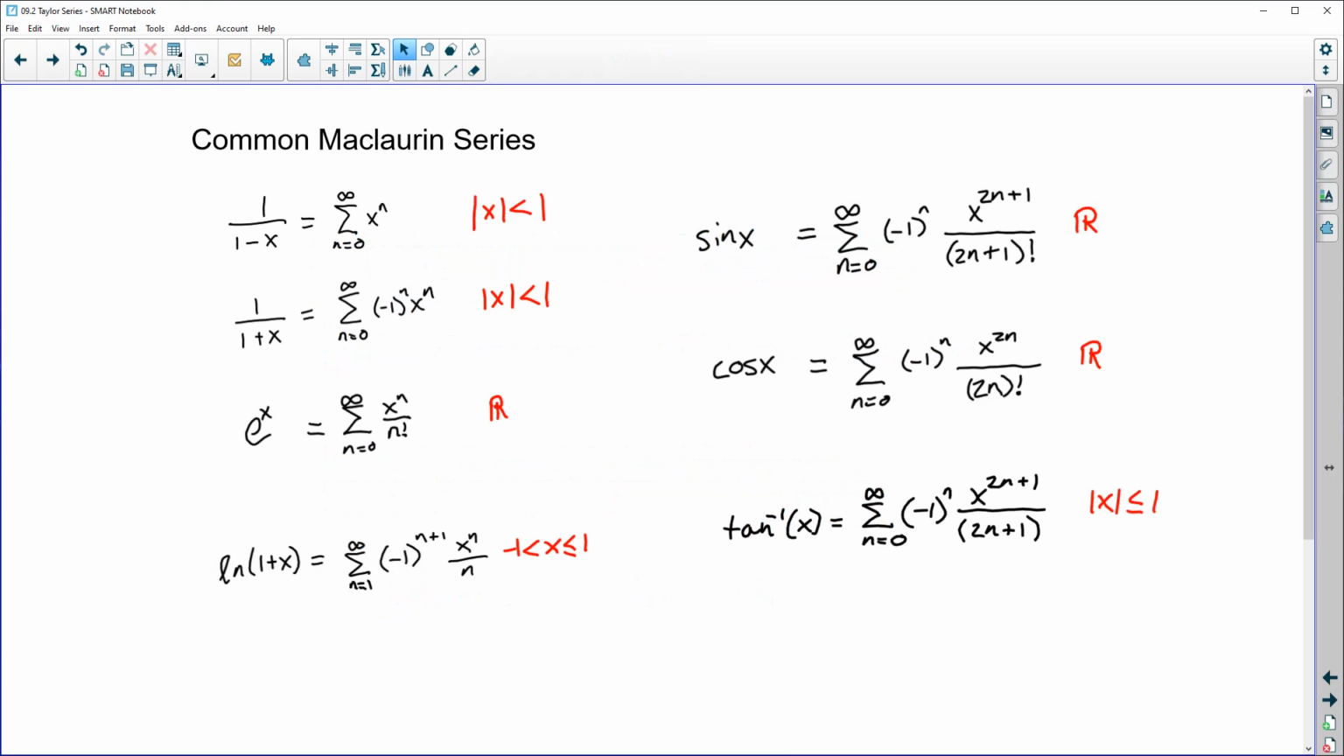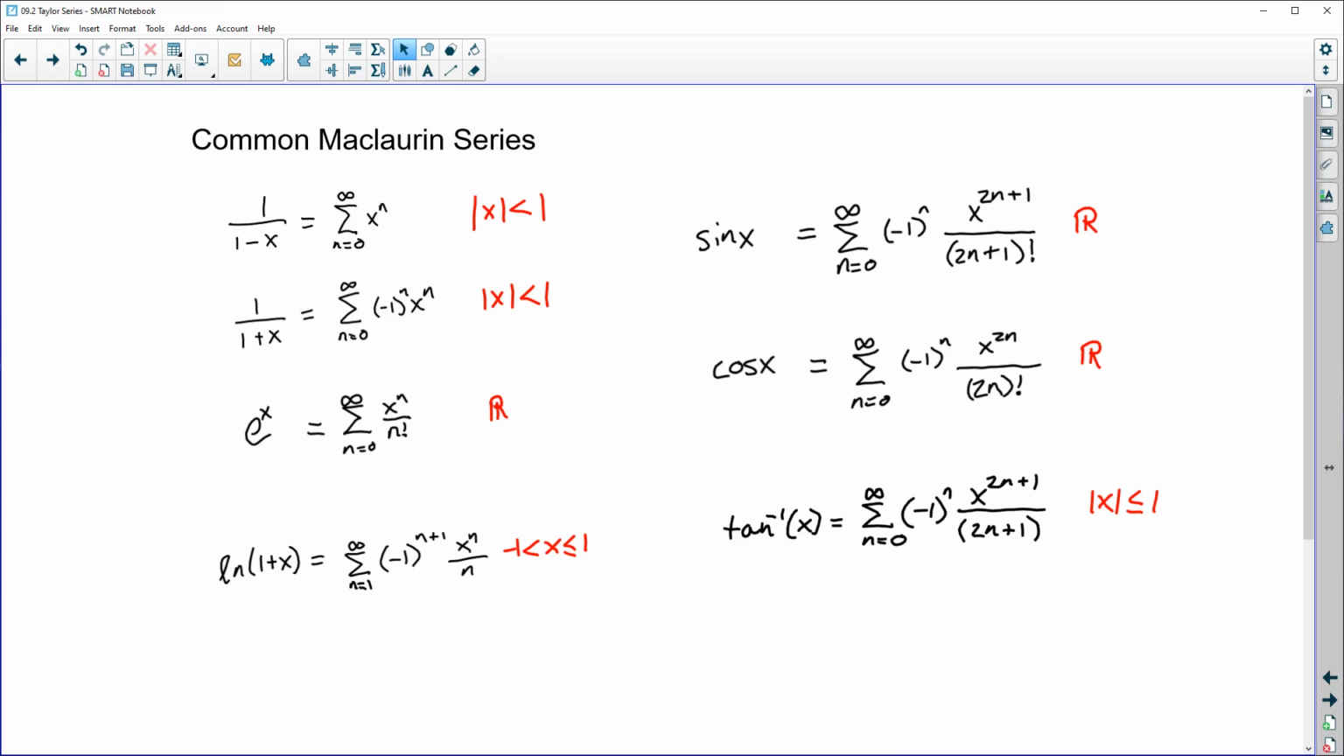Here's a list of common Maclaurin series. We have the function 1 divided by 1 minus x, the function 1 divided by 1 plus x, the exponential function, the natural log function of 1 plus x, the trig function sine of x, cosine of x, and the inverse tangent function.